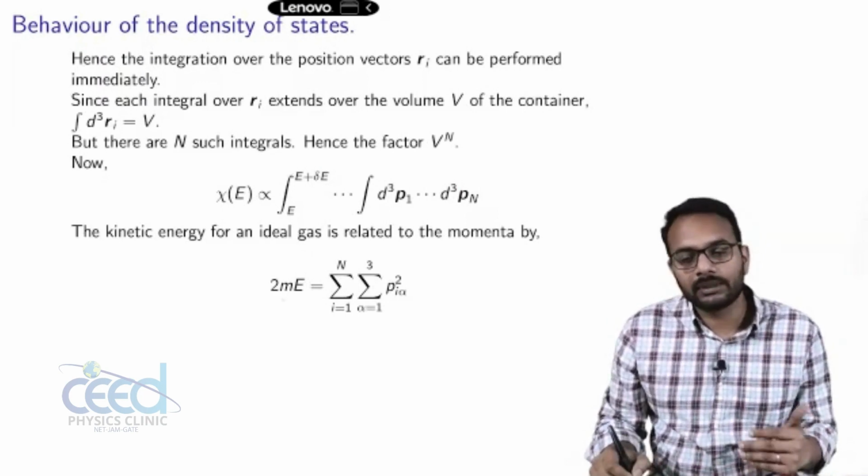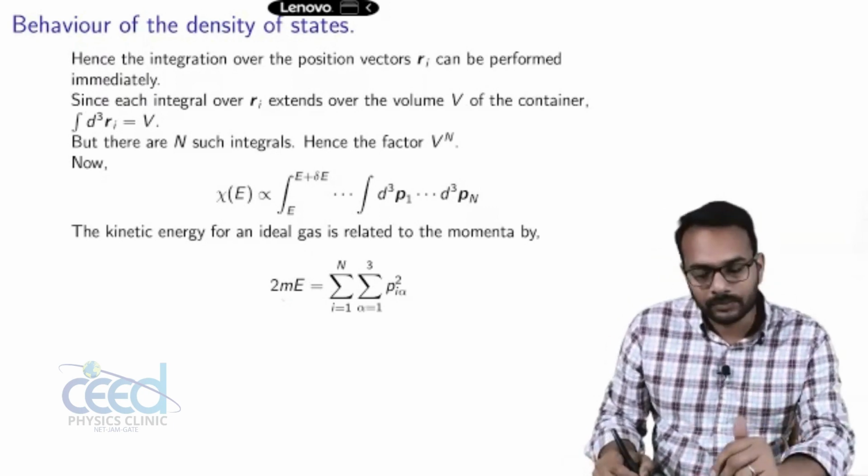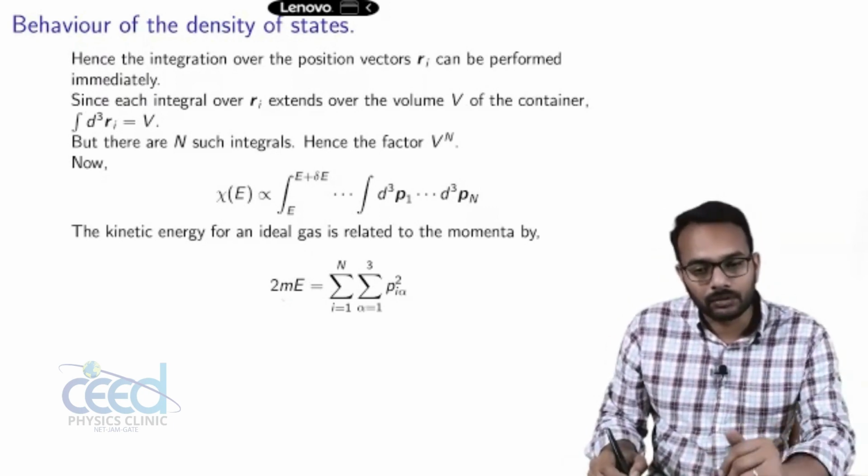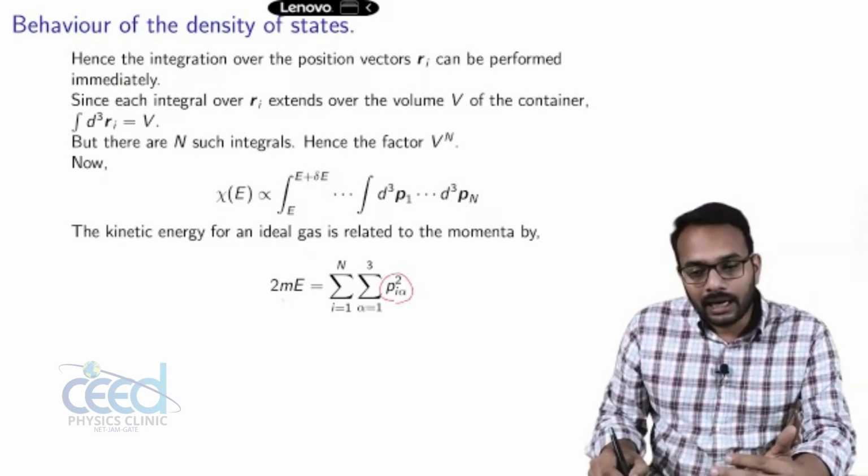Summation over i equal to 1 to n, summation over alpha equal to 1 to 3. So i equal to 1 to n, alpha equal to 1 to 3, P i alpha square.